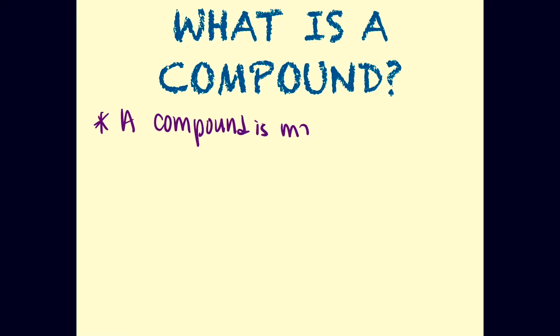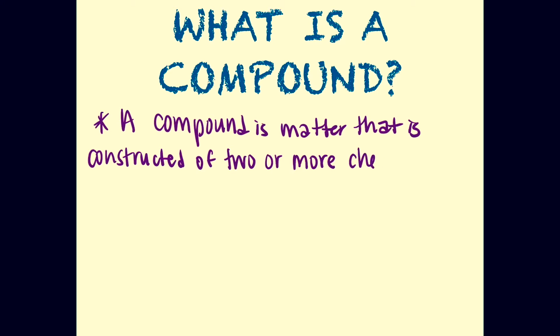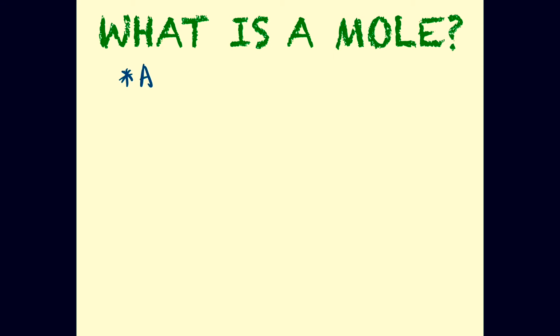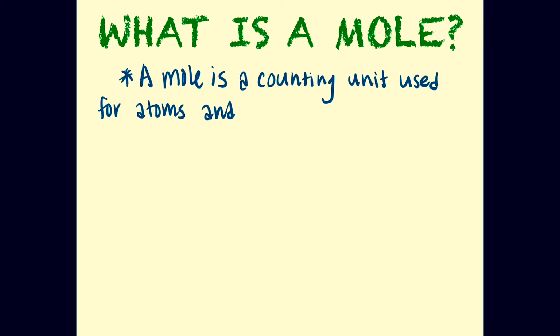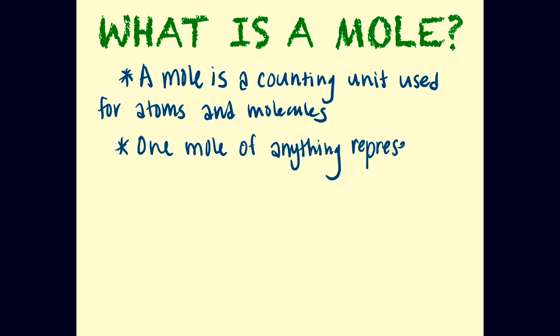What is a compound? A compound is matter that is constructed of two or more chemically bonded elements. What is a mole? A mole is a counting unit used for atoms and molecules. 1 mole of anything represents 6.022 times 10 to the 23rd of things.